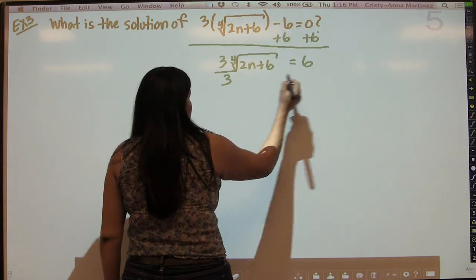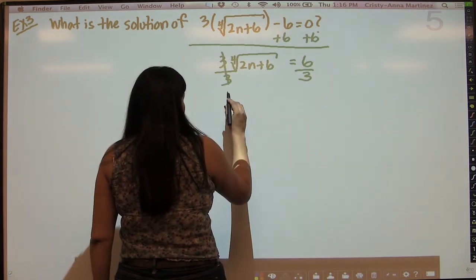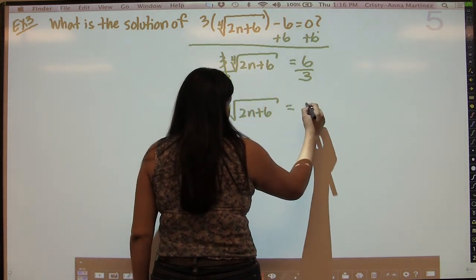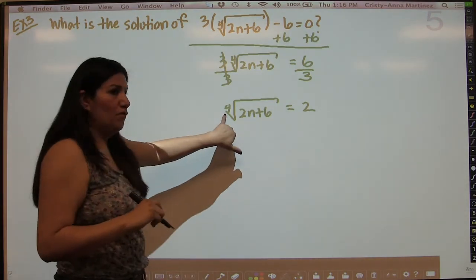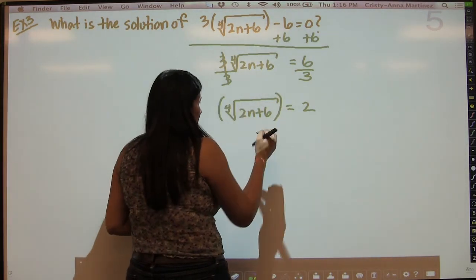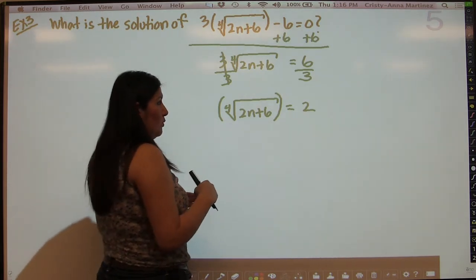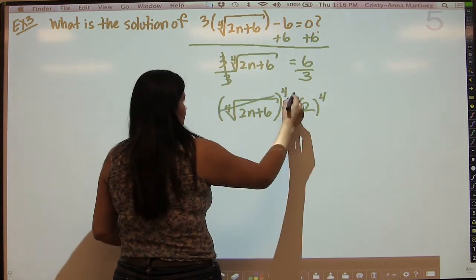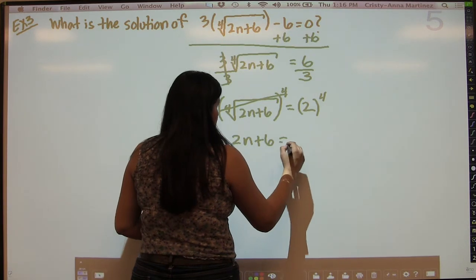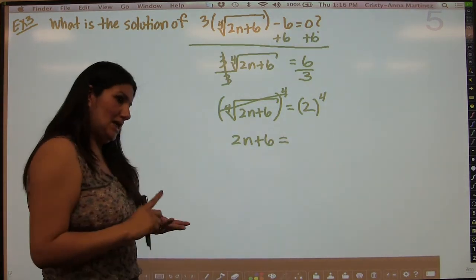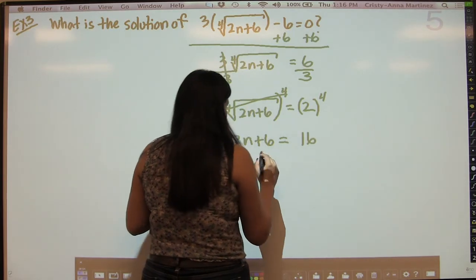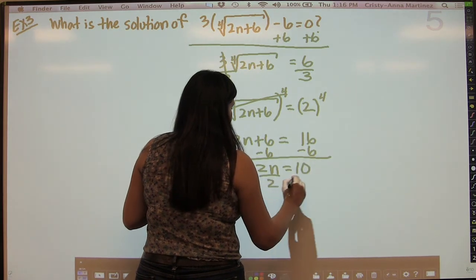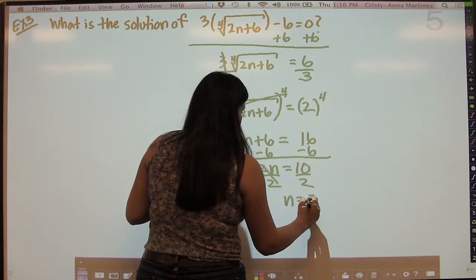Then we're going to divide by 3. And we have the 4th root of (2n + 6) equals 6 divided by 3, which is 2. And now, because we have a 4th root, we want to raise it to the 4th power. And remember that a 4th root is like 1 over 4. So the reciprocal of 1 over 4 is 4 over 1. So they're going to cancel. We get 2n + 6 equals 2 times 2 is 4, 4 times 2 is 8, 8 times 2 is 16. So 2 to the 4th power is 16. Subtract 6, we're going to get 10. So 2n equals 10. Divide that by 2, and n is going to equal 5.